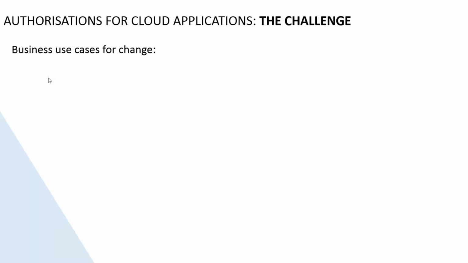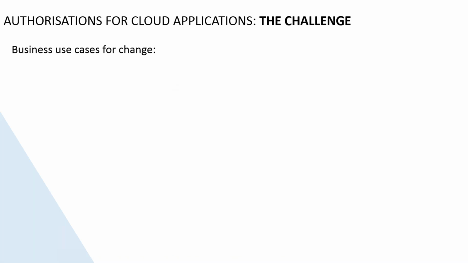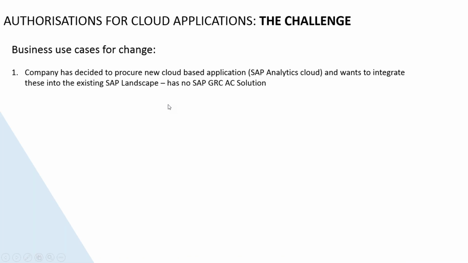Okay, what are we also concerned about from a business perspective and the business use case for change? So what has changed as well in the last few months? Well, first of all, if your company has decided to purchase some new cloud-based applications and now you need to integrate this, there's one of three different scenarios you could be faced with. The first one is you don't have an SAP GRC access solution. So your company hasn't procured this, but they now have a new cloud-based application. And somehow you need to find an authorization concept that meets this specific scenario or use case, okay?